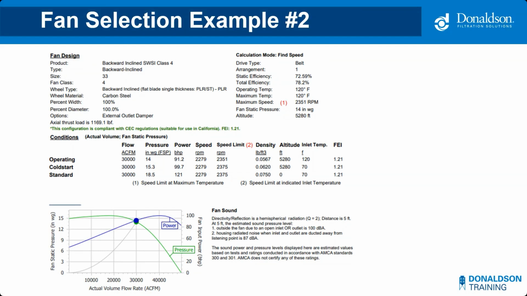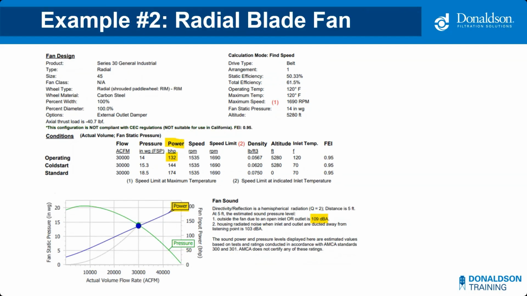Let's say we've got the exact same scenario, and just for example, let's select a radial blade fan. I put in the software program that I wanted a radial blade instead of that backwardly inclined. So here's the radial blade selection, and you'll notice that horsepower jumped up from 94 or whatever it was, up to 132 brake horsepower, and the sound levels up to 109. So the radial blades, like we talked about, are less efficient and noisier.